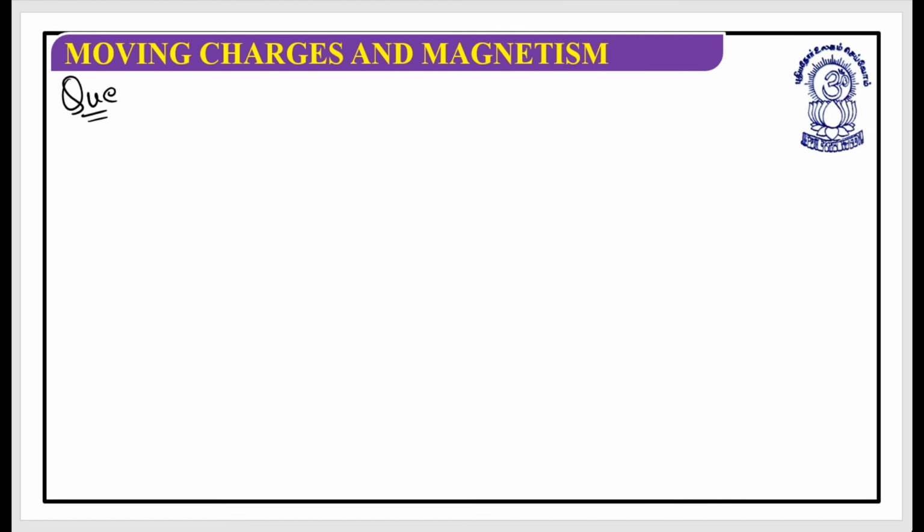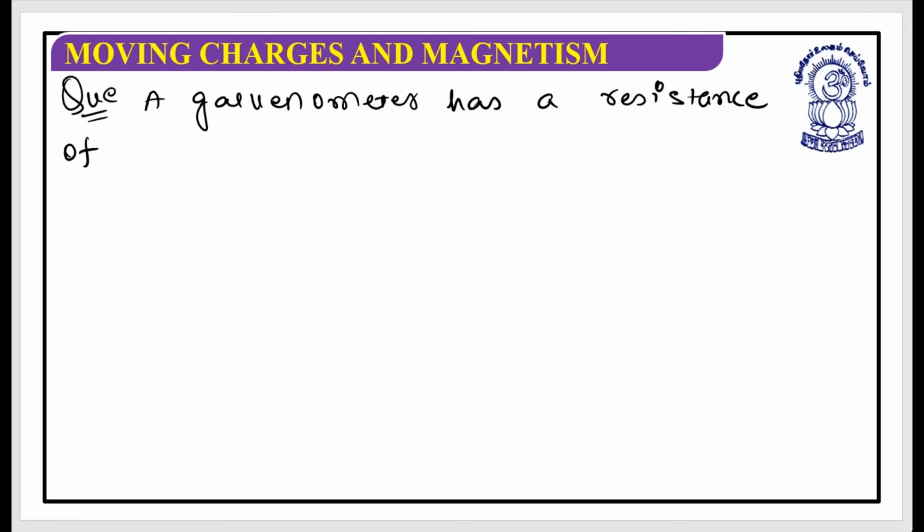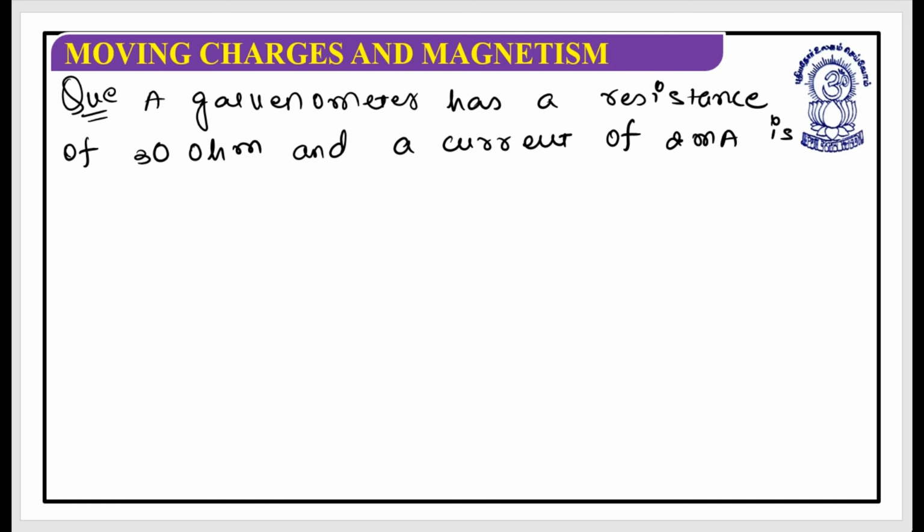The question says that a galvanometer has a resistance of 30 ohm and a current of 2 milliampere is needed to give full scale deflection.